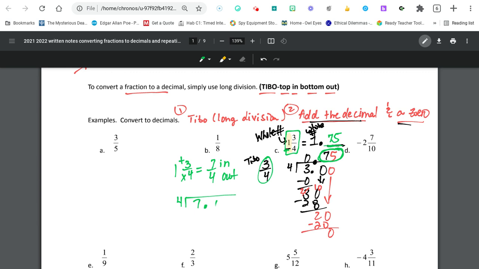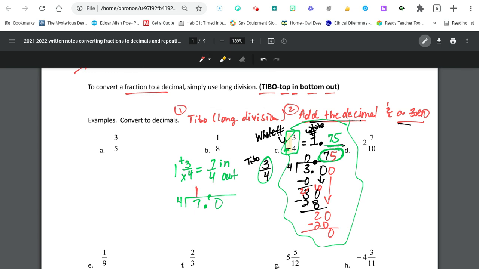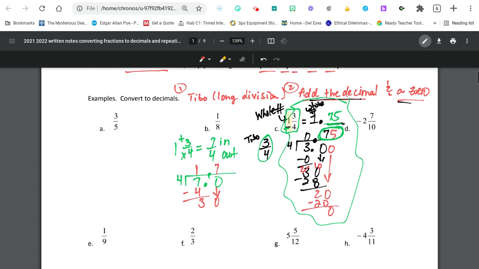Now, my preference is just to keep the whole number 1. This is my preference to do it this way. But my preference may not be yours, so do what you want to. I can get one group of 4 out of 7. Subtract and bring down to 3. I can get 7 groups of 4 out of 30. Regroup. Add a 0 and bring it down. And I can get 5 groups of 4 out of 20.